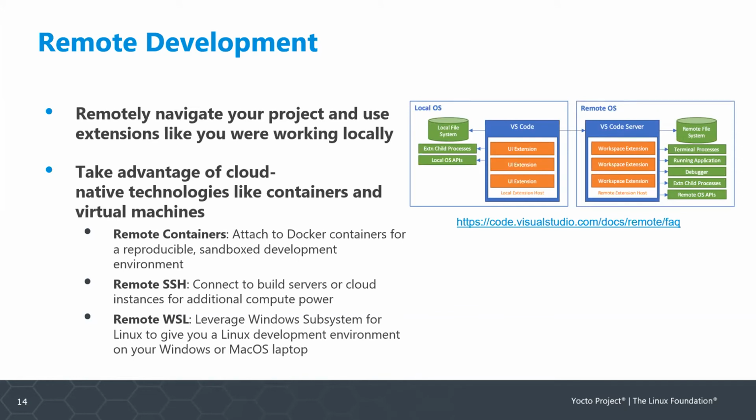I've used this for accessing build machines that have 128 cores and tearing through builds. I've used it for accessing cloud resources on AWS, attaching to containers, and more. So the three principal remote extensions are remote containers to attach to Docker containers, so you have a reproducible sandbox development environment. There's remote SSH to connect to those build servers or cloud instances for cases where you need the additional compute power, and remote WSL, where you can use Windows Subsystem for Linux to give you a Linux development environment on your Windows machine.